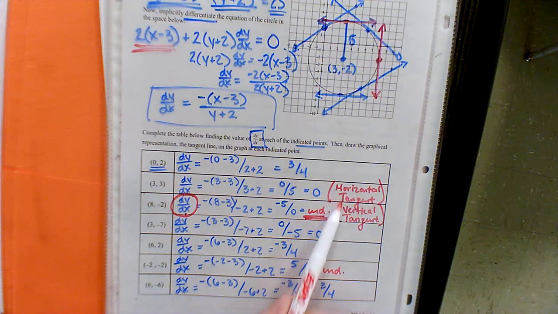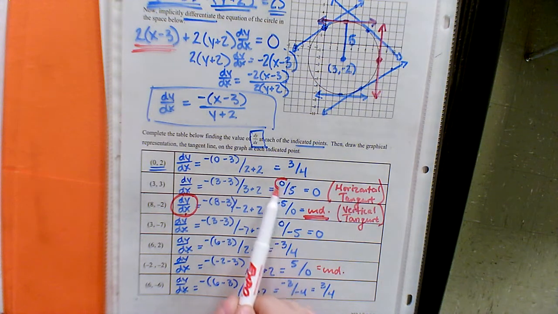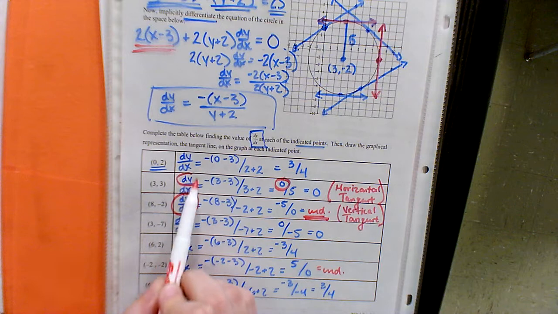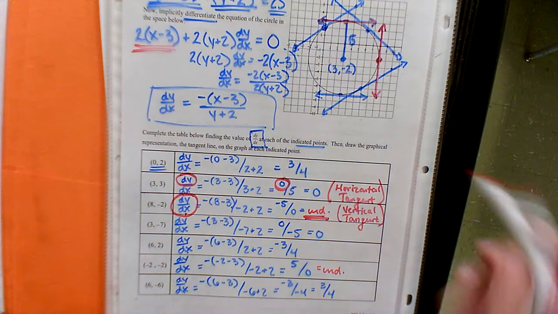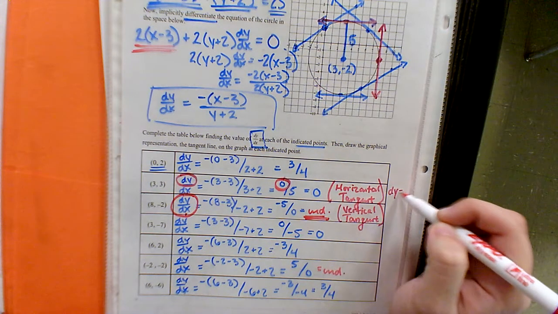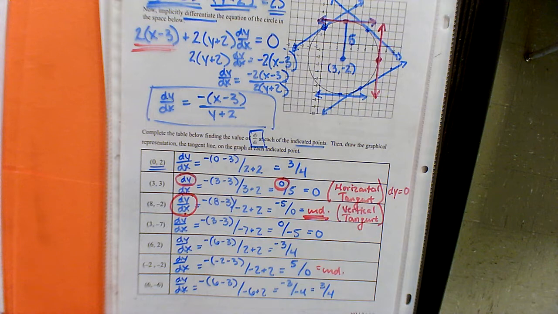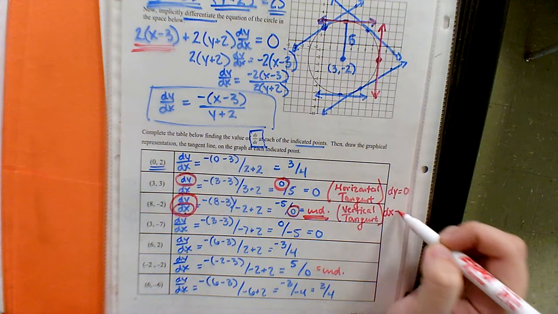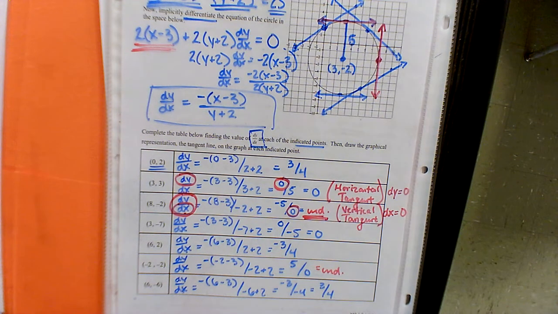Two things to check out here that we're going to pay more attention to tomorrow. Notice how when we have a horizontal tangent, the top of the fraction was 0, meaning the change in y was 0. So maybe we'll make note of that: the dy was 0. However, for a vertical tangent, notice how the bottom was 0, meaning the change in x was 0. So we're going to spend more time on that tomorrow.